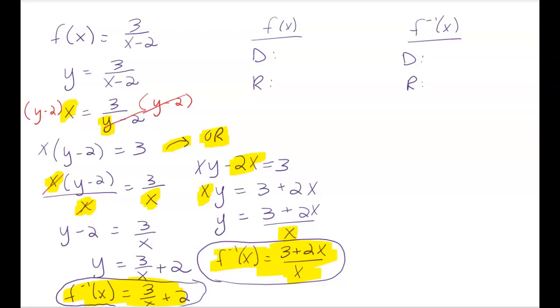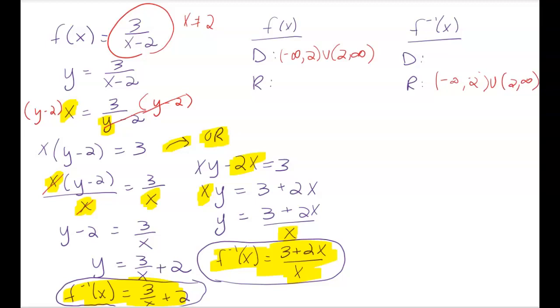If you go back to your f of x function, we know that x cannot equal 2, so our domain must restrict that. So we must say -infinity to 2 union 2 to infinity. And that actually tells me the range of the inverse, so I can go ahead and fill that in over here.